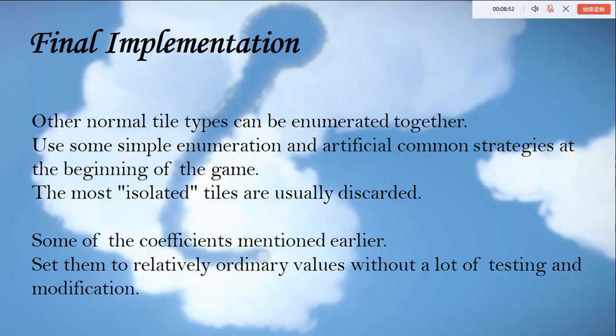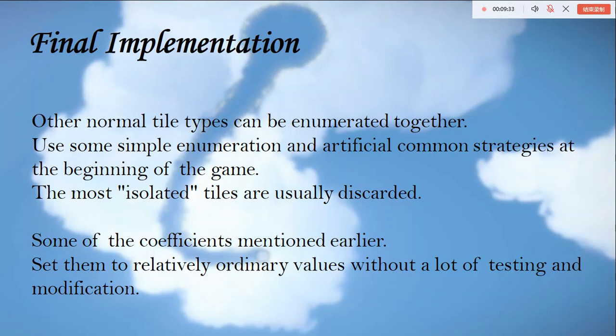However, at the beginning of the game, because there are too many possible tile types, it is impossible to enumerate them completely. Fortunately, some simple enumeration and artificial common strategies can give some simple directions at this time, such as the most isolated tiles are usually discarded. As the number of rounds increases, the 14 tiles gradually approach the winning tiles, and the calculated results will become more and more instructive.